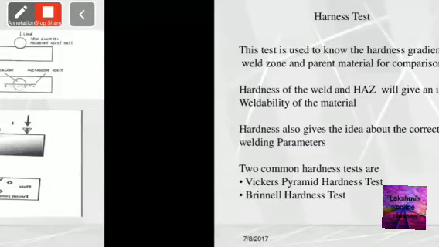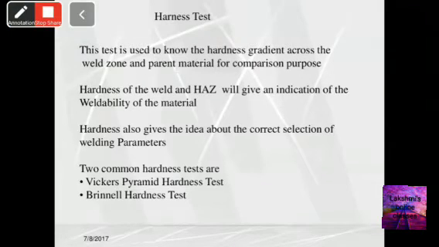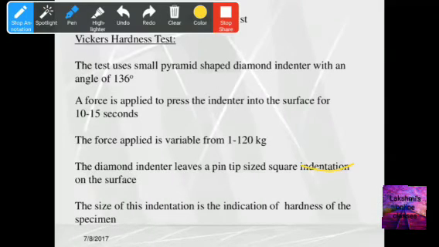So this is the hardness test. This test is also used to know the hardness gradient across the weld zone and parent material for comparison purposes. Hardness of the weld and HAZ will give an indication of the weldability of the material. Here we have two common tests: one is the Vickers hardness test and the second one is the Brinell hardness test. Both experiments are in our laboratories. Not only observing, you have to do the experiments when you enter the MOS lab, right?